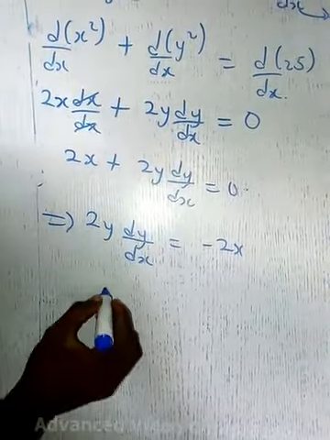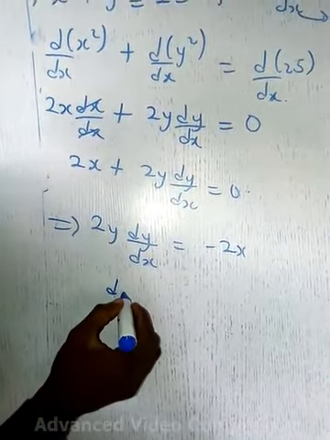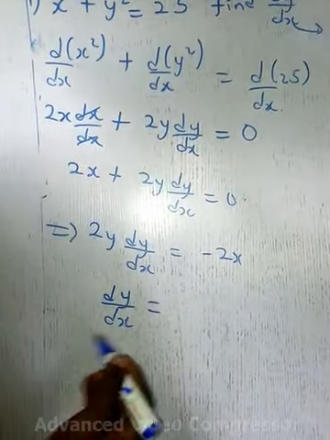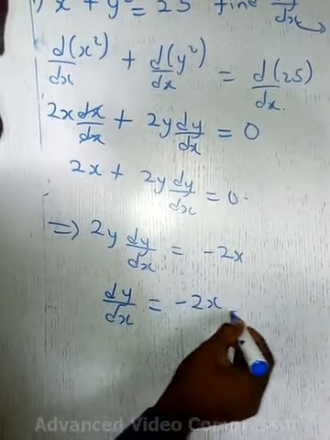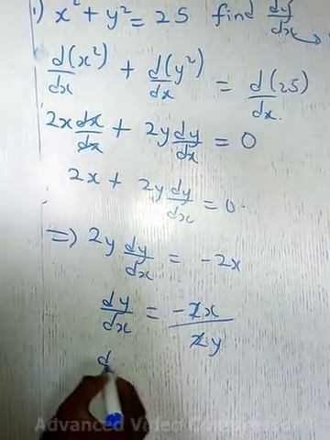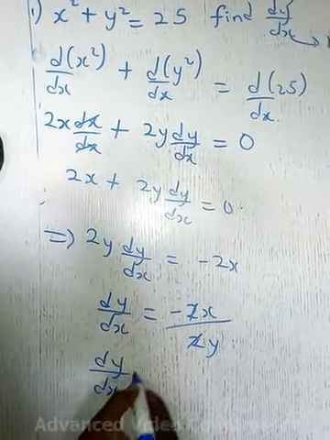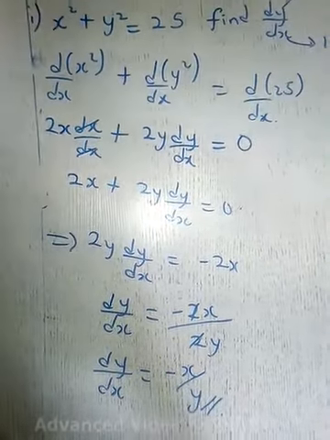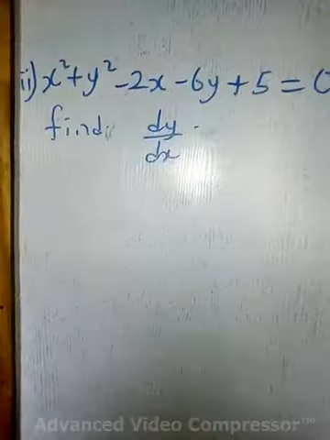Now 2y dy dx equals minus 2x; you have to make dy dx the subject. That's what we have to find. Divide by 2y, and we have dy dx equals minus x all over y. Then you have gotten your dy dx.